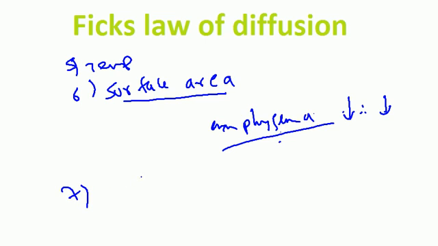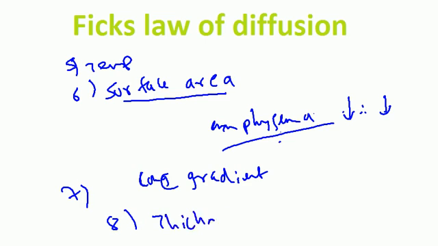Then it depends directly on the concentration gradient, and it depends inversely on the thickness of the membrane, as we can see in lung fibrosis. When the membranes are thick, there is less diffusion.